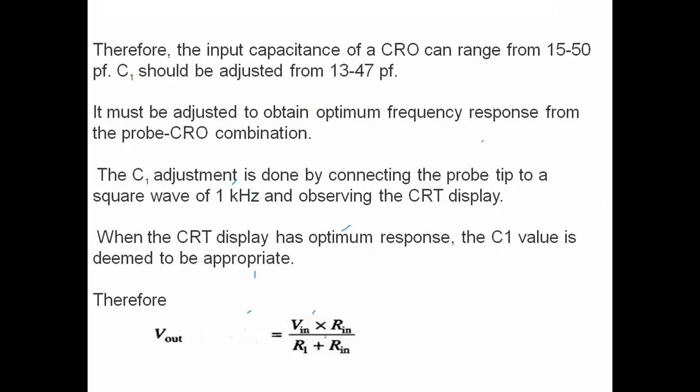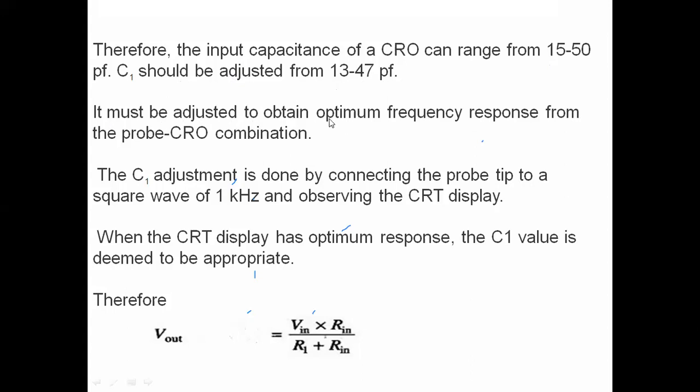So when we apply some voltages, we can produce different values of capacitance, and those input capacitance values may be in the range of 15 to 50 picofarads. According to that, we can adjust the input capacitance C1 value between 13 and 47 picofarads.